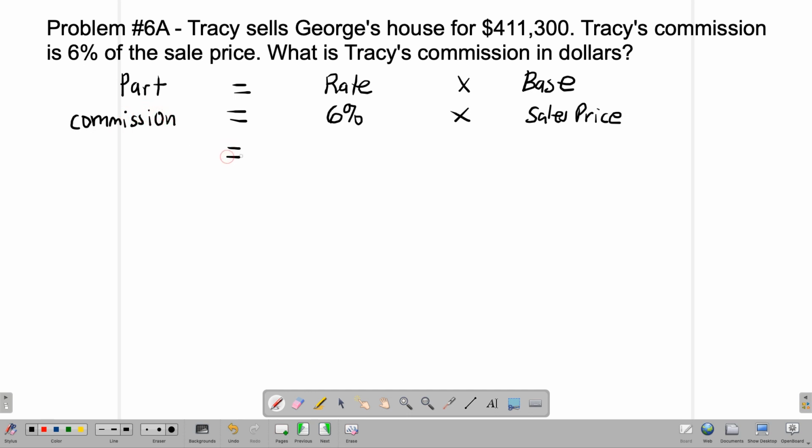And it should be easy. We have, again, 6%. When you divide by 100, it's going to give 0.06. So we rewrite the equation. And in this case, the sales price has a value of $411,300. And it should produce the commission. So we have commission here. It's just a matter of rewriting the equation.